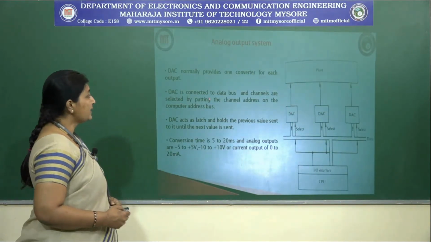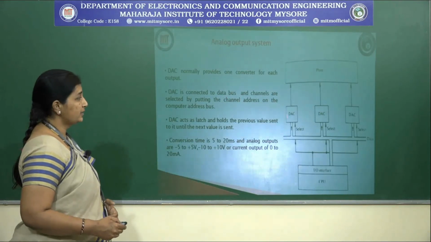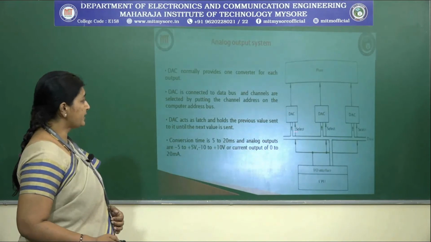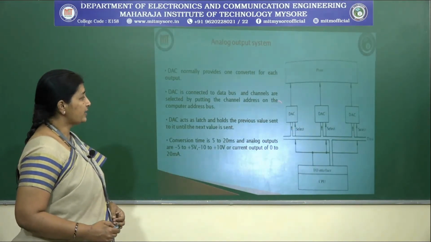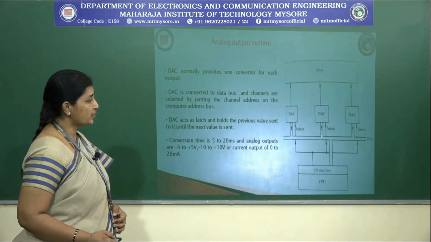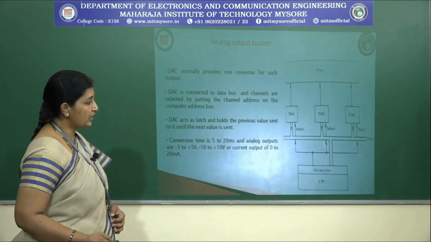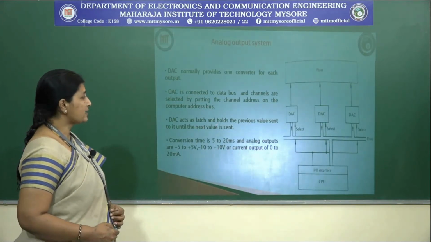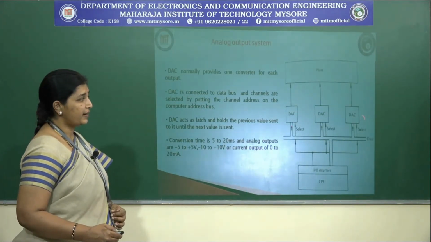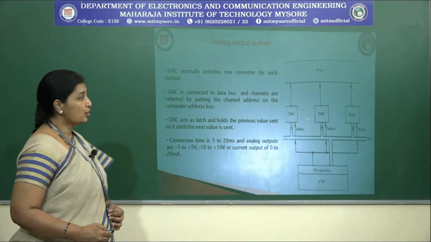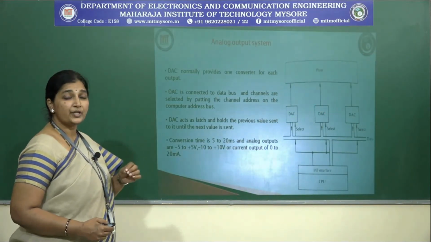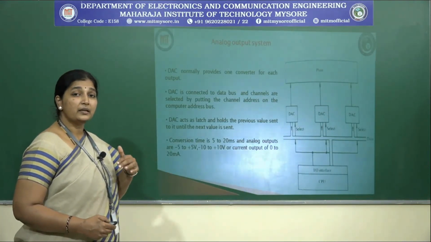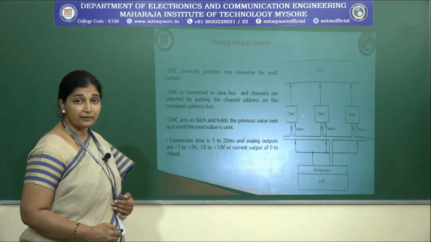Okay, so the DAC is connected to the data bus. If you just see, the DAC is connected to this data bus, and the channels are selected by putting the channel address onto the computer address bus. So the channel address will be selected based on the I/O at the CPU. So the DAC acts as a latch. So this is a latch. If I consider 1, 2, 3 latches, the latch usually has the information which is read earlier, and it holds it until you get a new signal, right?